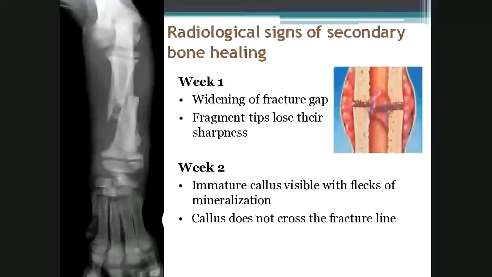Thus, the radiological evolution of fracture healing is as follows. After week 1, there's widening of the fracture gap, and the fragments lose their sharpness, and this is because of necrosis of the ends. In this example, there's quite a bit of soft tissue swelling over the radius and the ulna, and if you look carefully, these fracture margins are quite sharp still, so the age of this fracture is less than 1 week old. At 2 weeks, immature callus becomes visible due to flecks of mineralization, but the callus does not cross the fracture line.